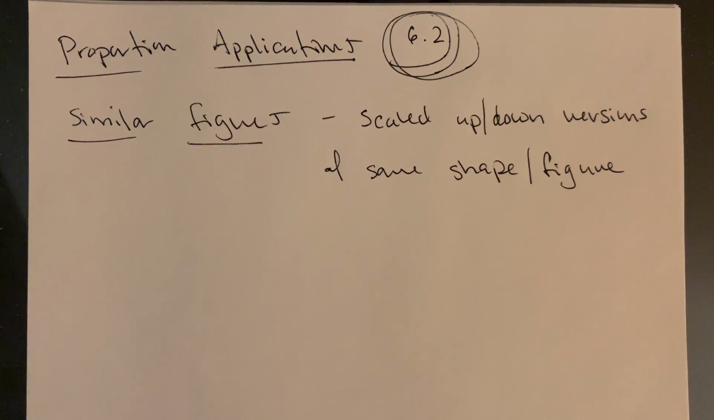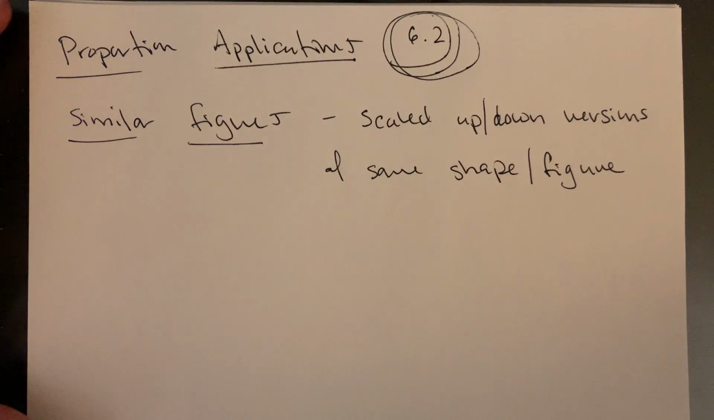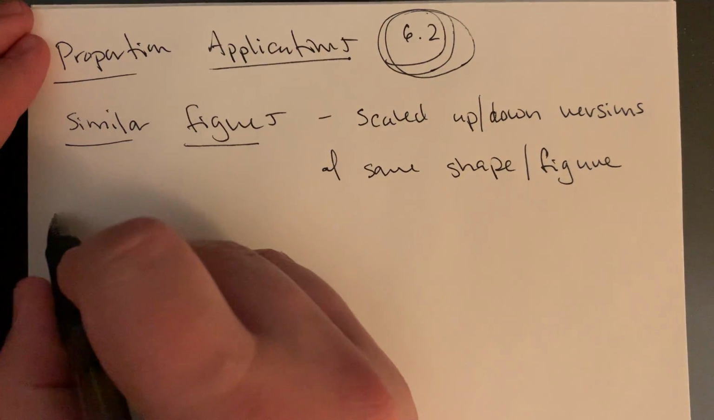All right. So now that we've actually seen some proportions, I want to run down a few different applications. One application is what we call similar figures. This is sort of a geometry application. Similar figures are essentially scaled up or scaled down versions of the same shape or figure. So, for instance, I should probably just sketch one.